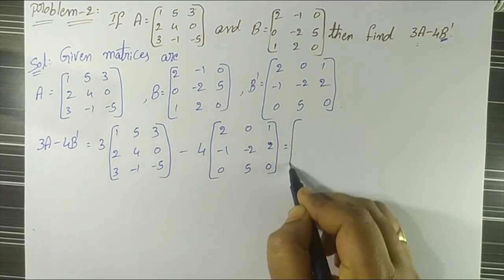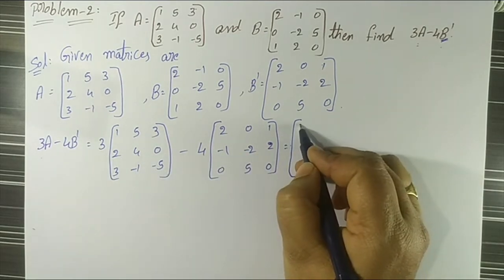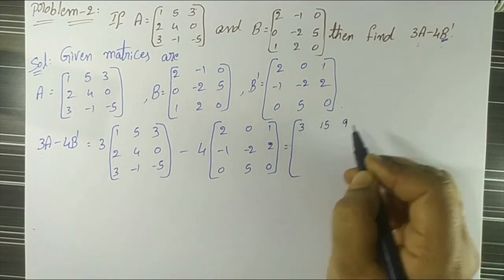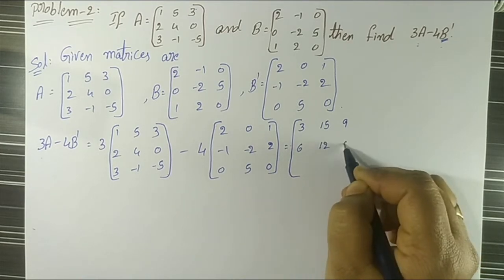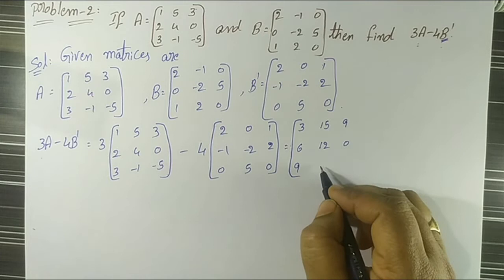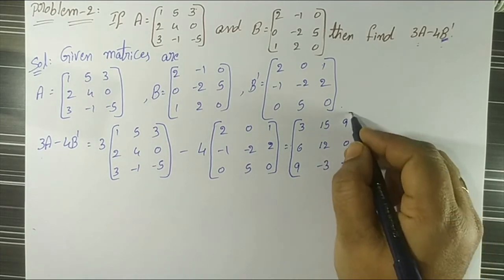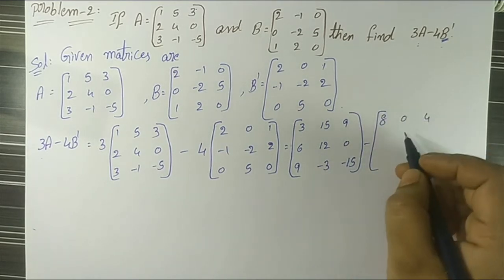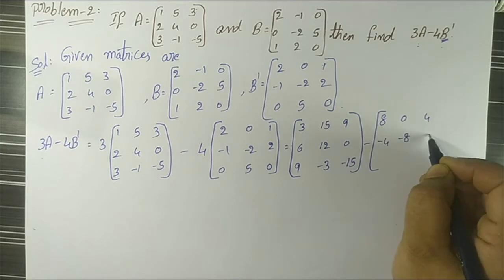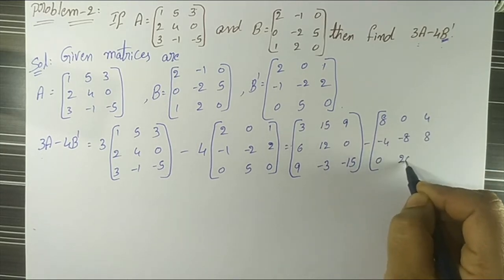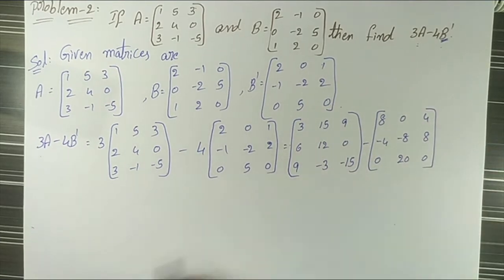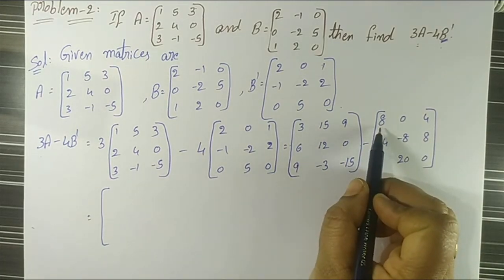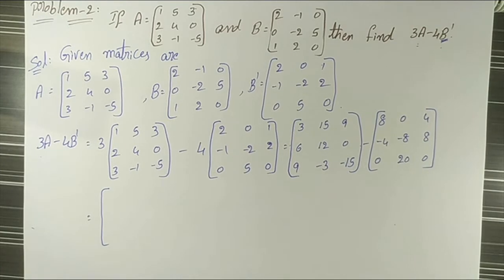Then that is equal to, after scalar multiplication, [3 15 9; 6 12 0; 9 -3 -15] minus [8 0 4; -4 -8 8; 0 20 0]. That is equal to, after subtraction, 3 minus 8 is minus 5.